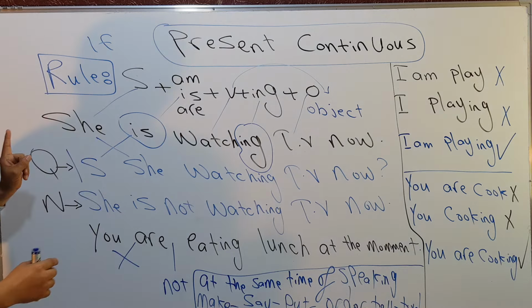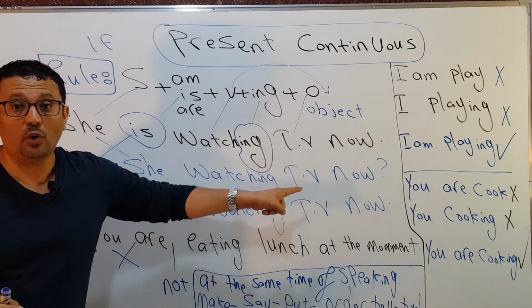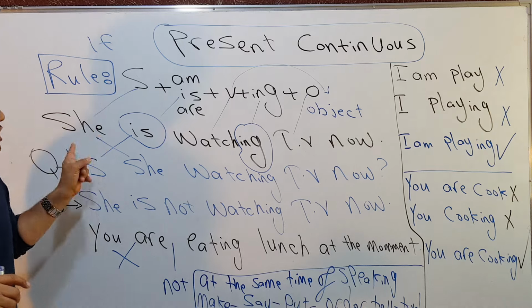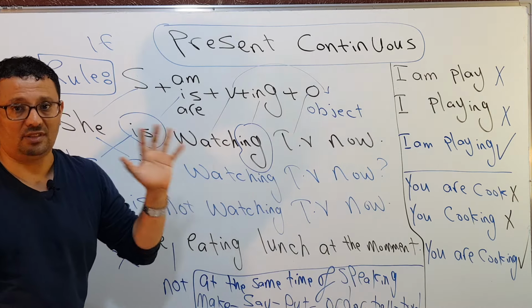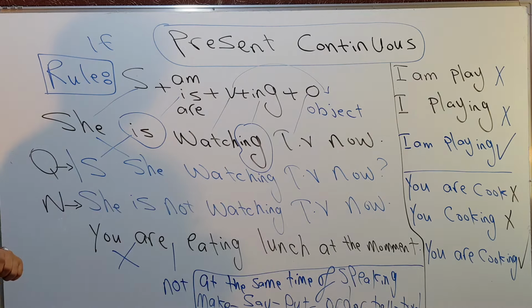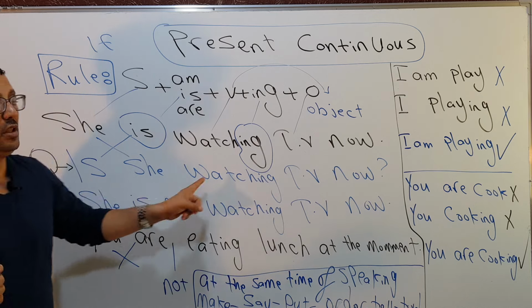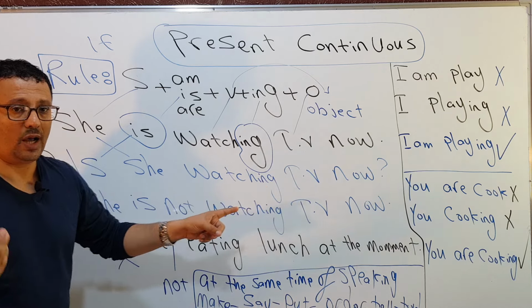Okay. Is she watching TV now? This is the question. She is watching TV now. This is the sentence. The meaning in Arabic: هل هي تشاهد التلفزيون؟ This is a question.